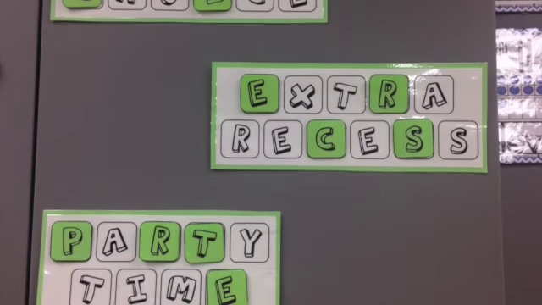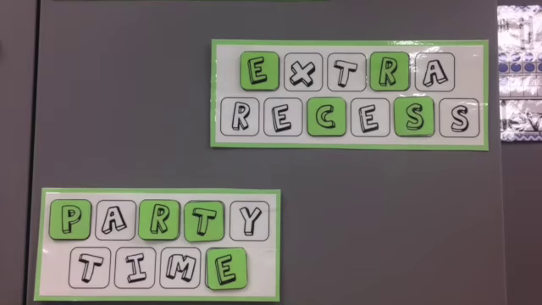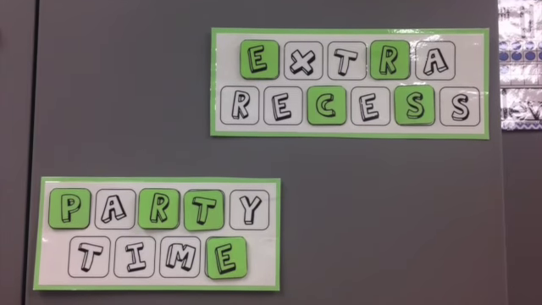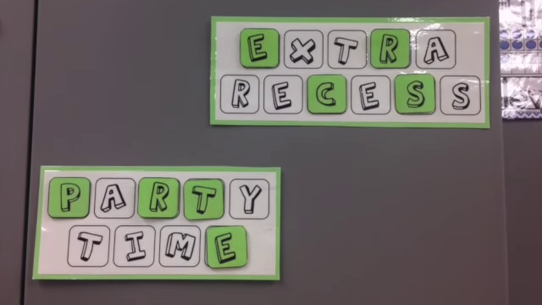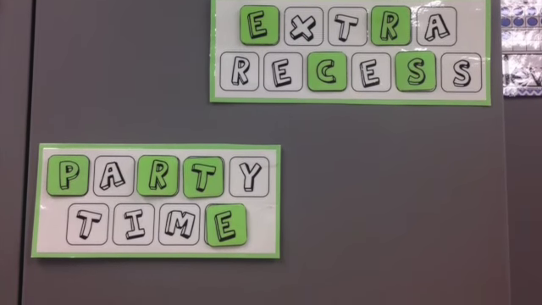Then, once students fill up the whole phrase, they get that reward. So, for example, as you can see, they've almost filled up party time. When they fill that up, they earn a class party. So that's a reward system that's used as motivation for the whole class.